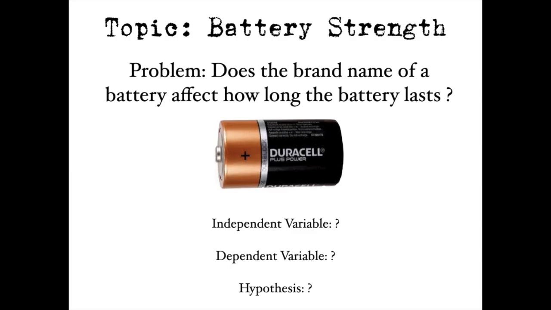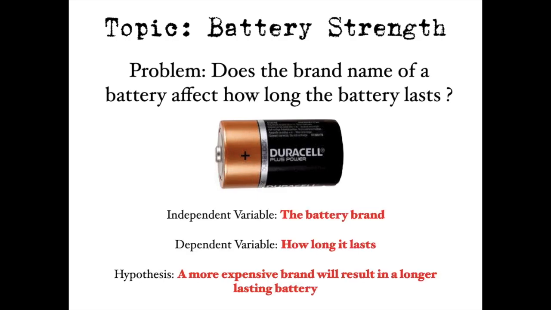But then the independent variable, what am I changing here? What's the focus of the question? The brand of battery. So what I'm going to change are all different brands of battery. I might have Energizer, Duracell, Rayovac, or another cheap kind. I'm changing the brand. Now the dependent variable, what's being impacted, is the battery life, how long it lasts. And what would be my hypothesis? What am I guessing? The brand name of battery that's more expensive will last the longest.